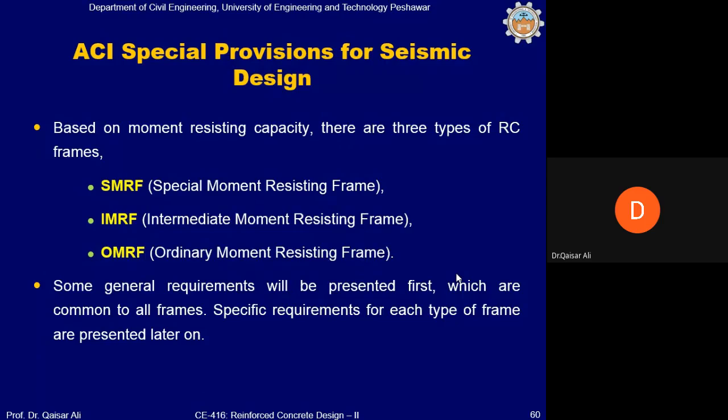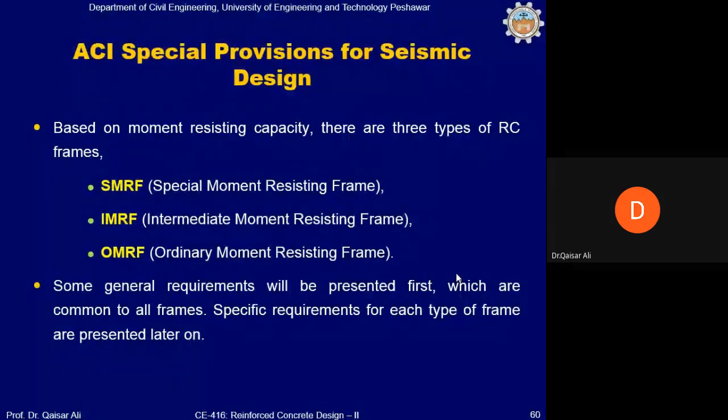OMRF is the ordinary moment resisting frame. This frame has no special capacity. The beam column connections of this frame have no special capacity against the seismic loading.